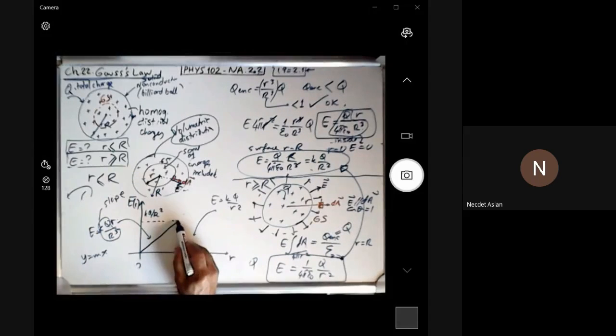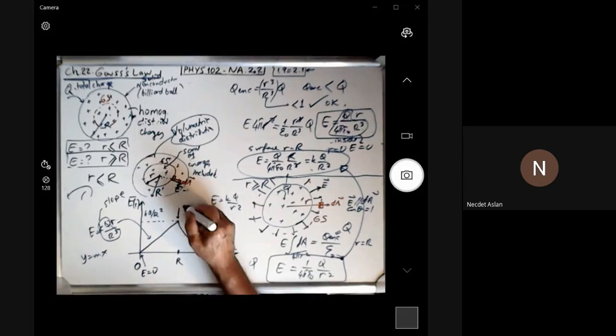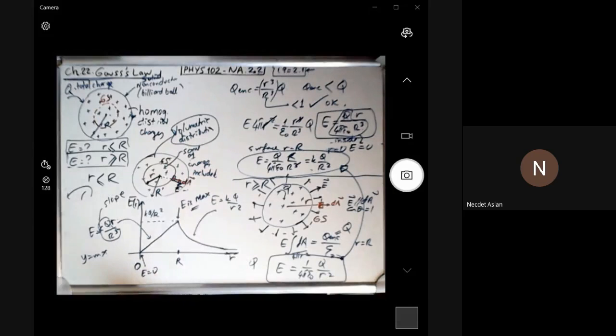But now, from this point again, this is correct. We have 1 over r squared dependence, so it's just decaying. So the function goes down, but it never goes to 0. It only approaches 0. So it means this is a long range effect. Although you are so far away from this shape, you will still feel the effect of it. But here, inside, the electric field is 0. This is a very important part. But here at this point, the electric field is maximum. It's very interesting.